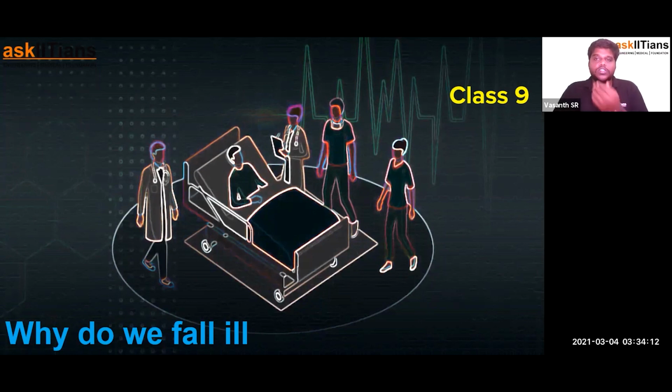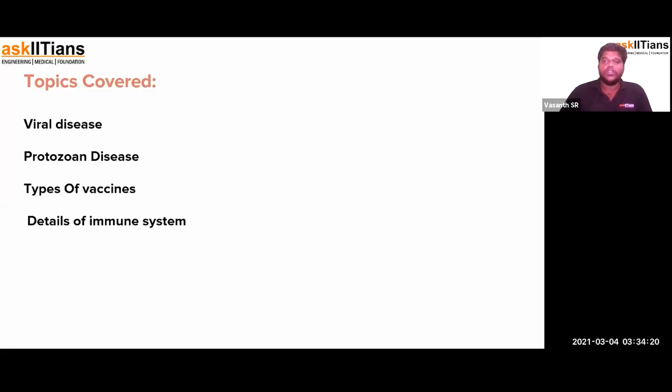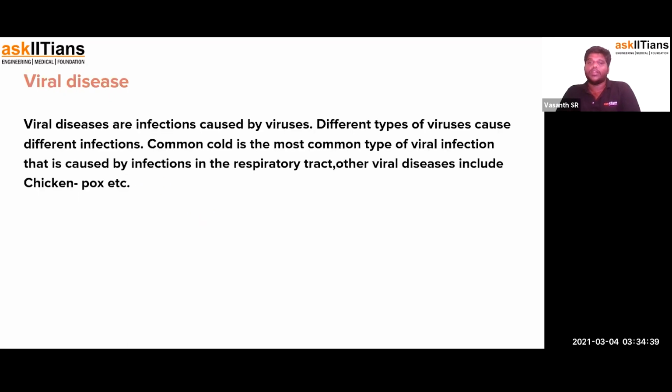So the first thing is I'm going to describe the topics that we're going to cover in this video: viral diseases, what they are, and then protozoan diseases and a few examples about them, and then types of vaccines and a few details on the immune system. So these are the four things we're going to deal with. Let's get into knowing the viral disease.